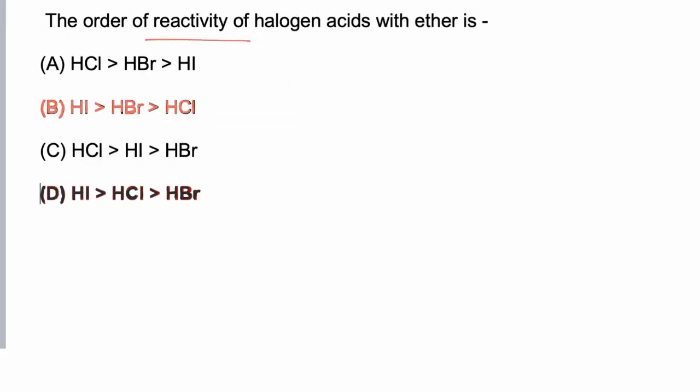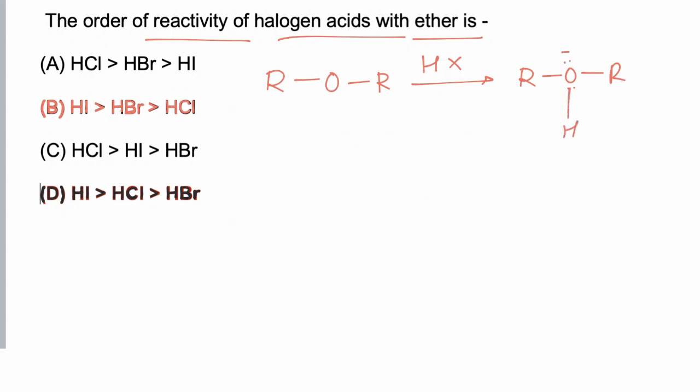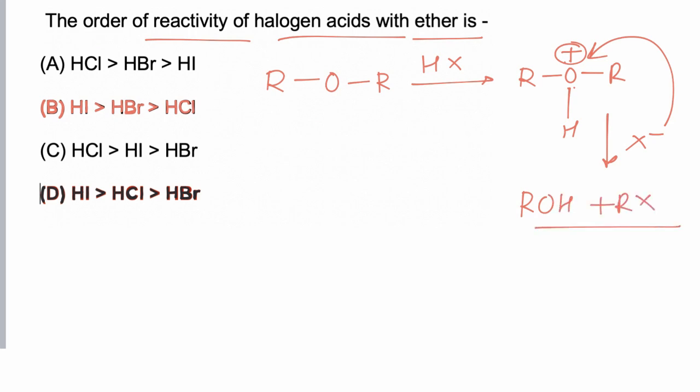The order of reactivity of halogen acid with ether. Now ether on reacting with HX acid first gets protonated due to formation of oxonium ion. In the second step, X negative attacks to form ROH plus RX. Now rate of reaction depends on rate of protonation. So rate of reaction depends on amount of H positive. Amount of H positive depends on strength of acid. So rate of reaction is directly proportional to strength of acid.